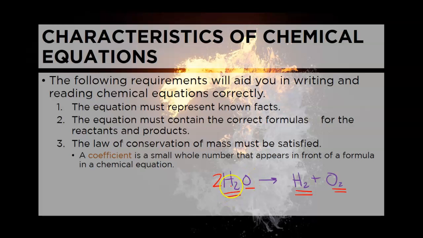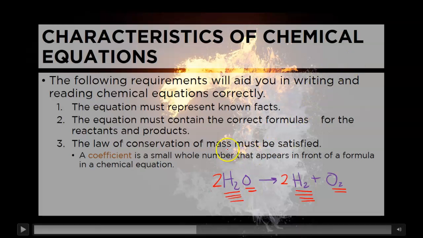But now that ruins my hydrogens, because now I have 4 hydrogens here, or I only have 2 here. So what if I put a 2 there? Now I have 4 hydrogens on each side, and I have 2 oxygens on each side.